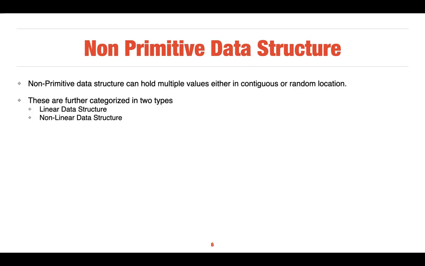So both can be the case: the memory location can be contiguous or random. On the basis of memory location, we can further categorize these non-primitive data structures into linear data structures and non-linear data structures. If the memory allocation is contiguous, then it will be a linear data structure. And if it is random, then it will be a non-linear data structure. We will talk about these linear and non-linear data structures in further slides.